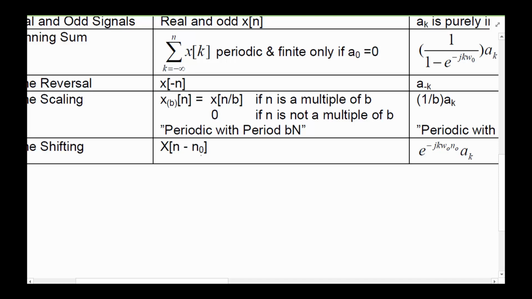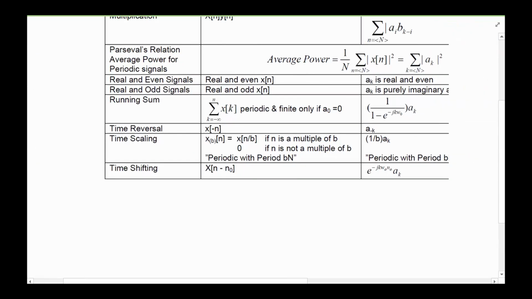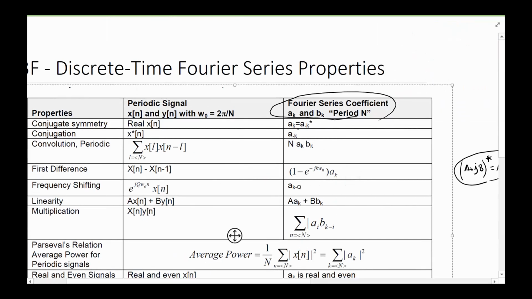And again, you can see a lot of similarities between this set of properties and the properties we talked about in continuous time and its Fourier series coefficients. The one difference here is that the Fourier series coefficient is going to be periodic, has the same period as the signal, and it does not converge.